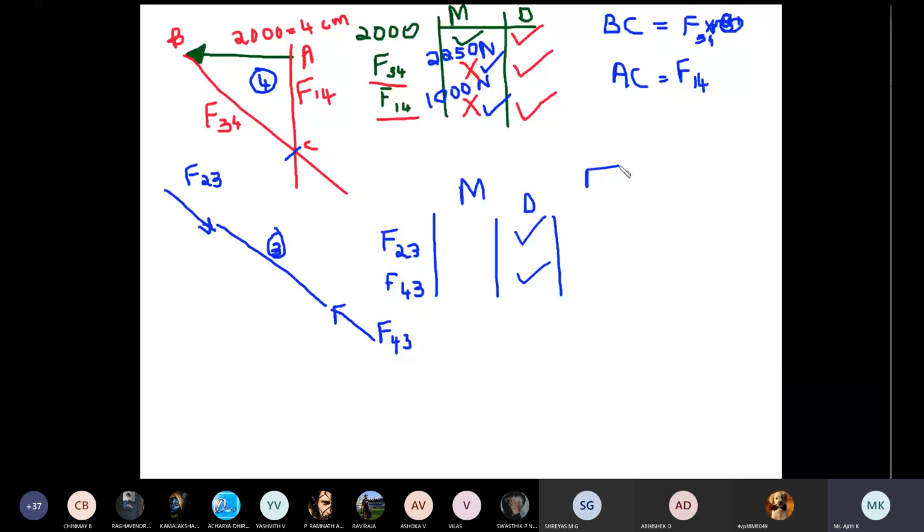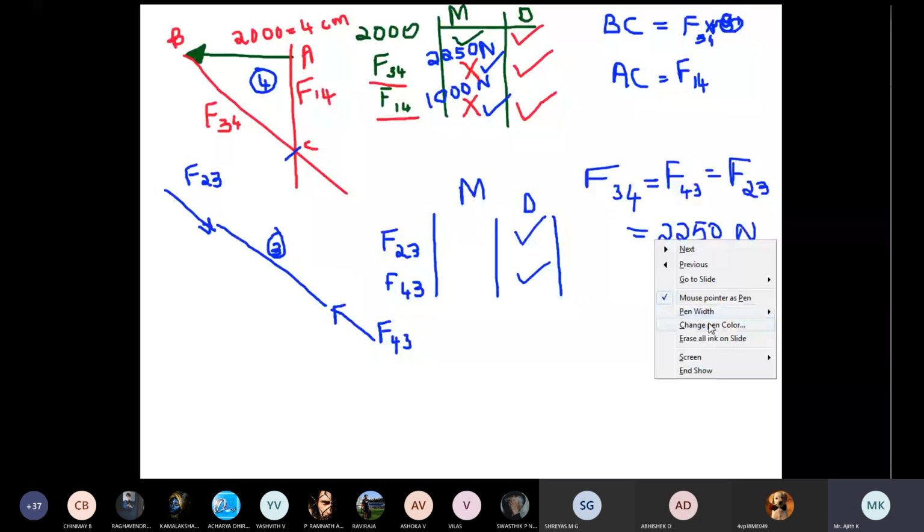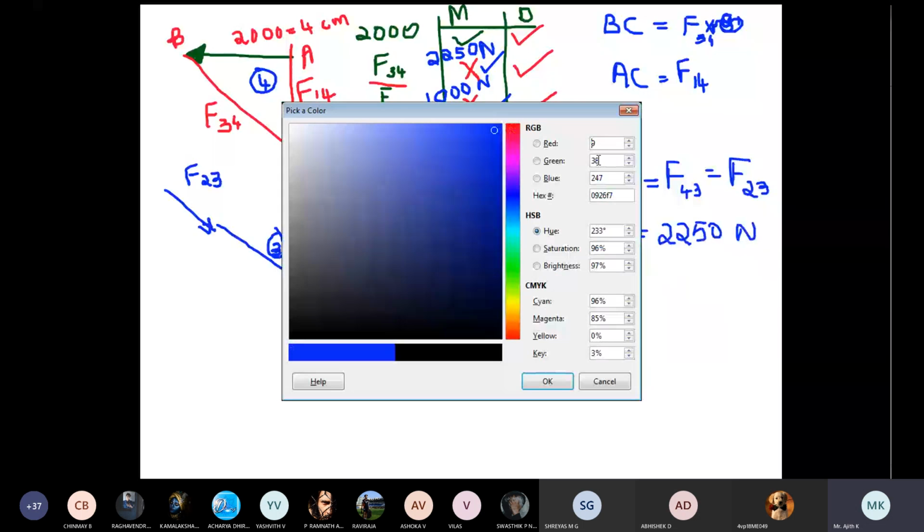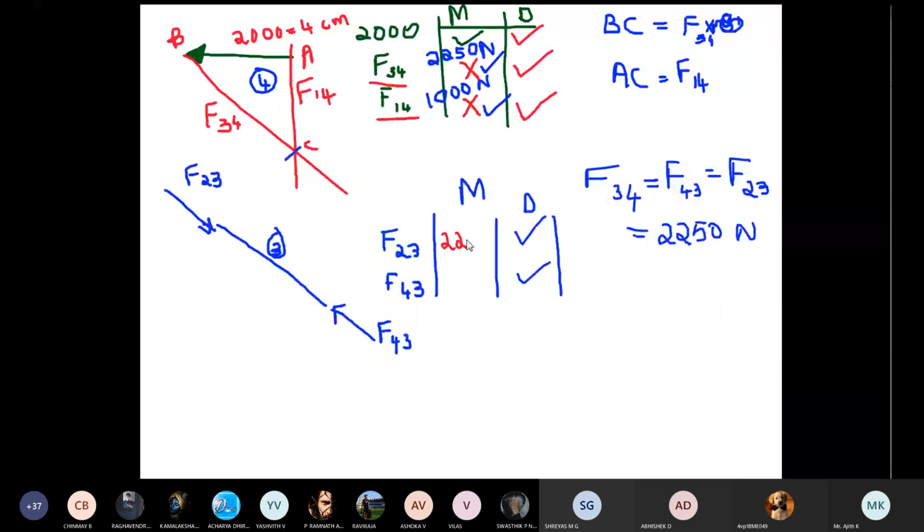F34 is equal to F43. I told you already F34 is equal to F43. And here F43 is equal to F23. Since there are only two forces, F43 is equal to F23. So all these forces will be the same, and the magnitude of F34 is 2250 Newton. This is the magnitude of all F34, F43 and F23. And we can complete this table: 2250, and even this one is 2250.